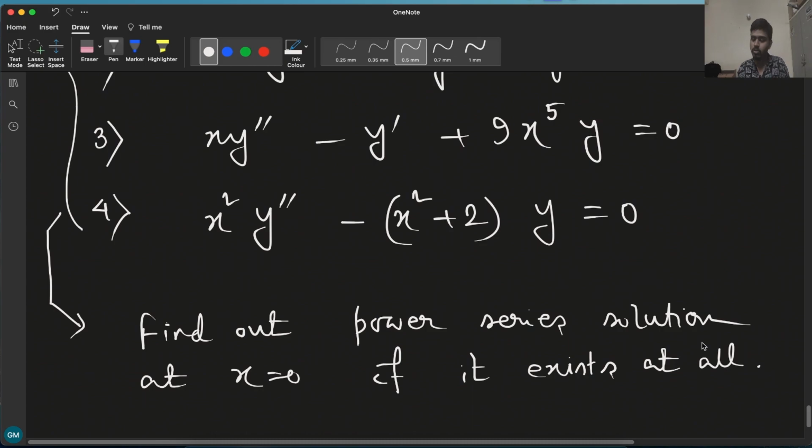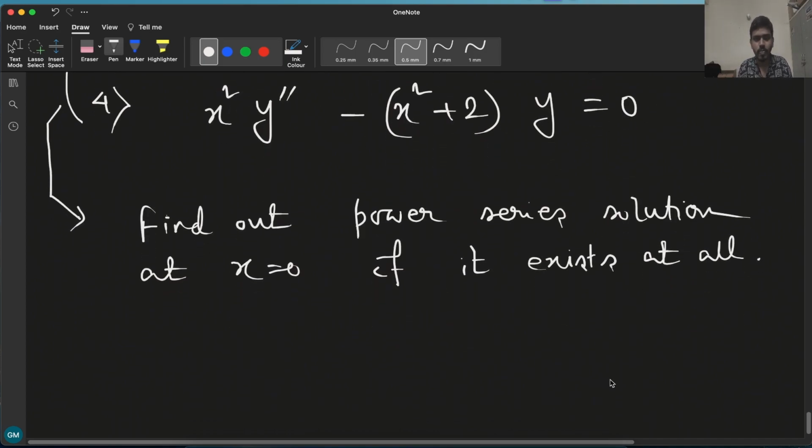So first of all, you need to check for ordinary point. If it's not an ordinary point, you need to check for regular singular point, and then you need to apply the corresponding methods, and if it is none of them, if it's an essential singular point, then you cannot find a power series solution. Okay, so that's all for today.